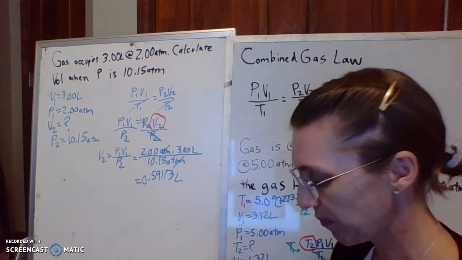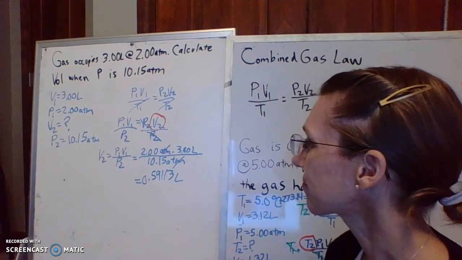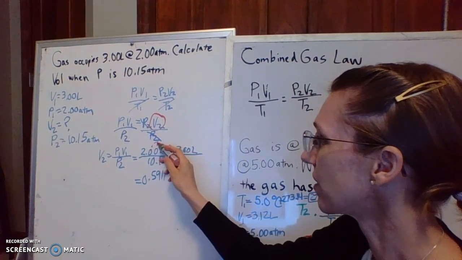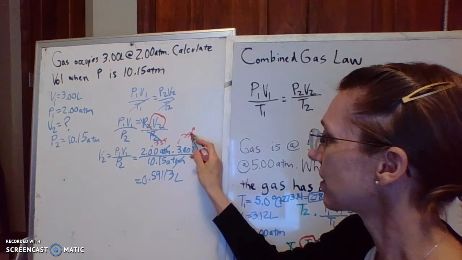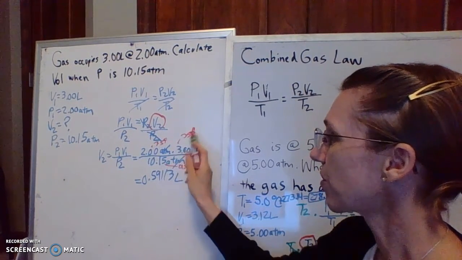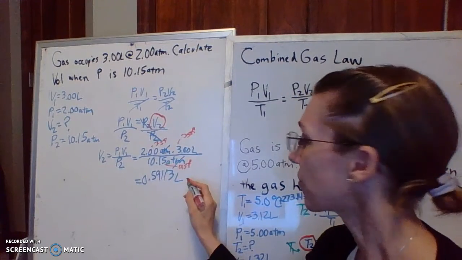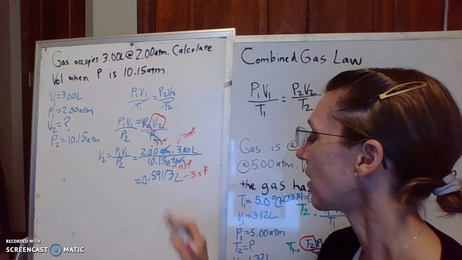0.59113 on our calculator. Of course, we have to look at significant figures before we move on. 3 significant figures. 3 significant figures. 4 significant figures. 3, 3, and 4. Which one's smaller? 3. So we need 3 significant figures here for our answer.